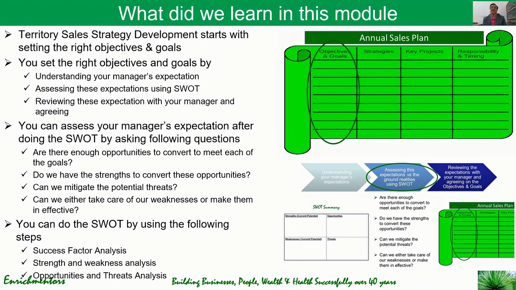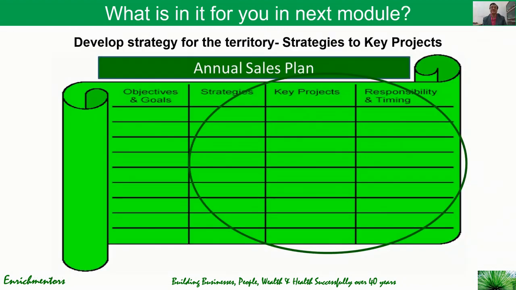So what are we going to do in the next module? In the next module, we're going to go through the remaining 3 steps of the annual sales plan, as you see on your screen: developing the strategy, key projects, and assigning responsibility and timing. And once we do that, we will have the knowledge of developing strategy ready with us to apply.